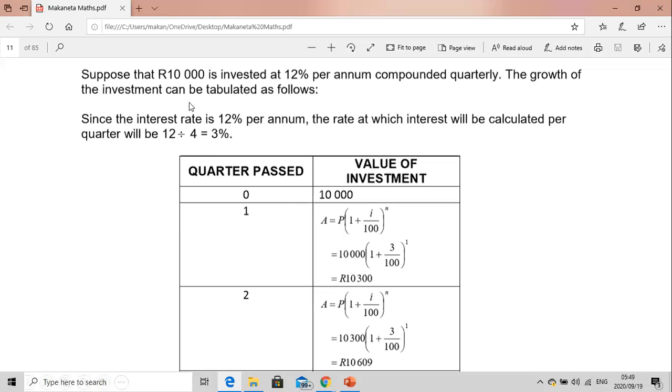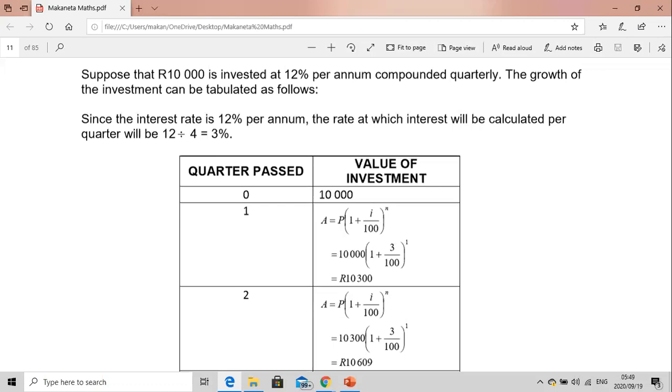Although our initial investment was 10,000 rands, at the end of the first quarter, we are sitting with an investment of 10,300 rands. So that will be the amount. Now, for the second quarter, the 10,300 rands becomes your original amount, which is the principal amount.